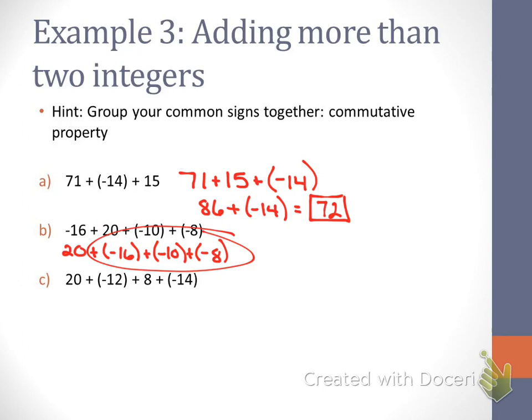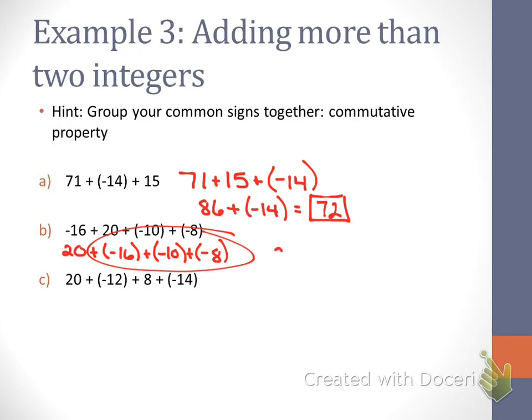Are all these negative? These three numbers, are they all negative? Yes, they are. So I can add them all together and keep my negative. Negative 16 plus negative 10 plus negative 8 is negative 34.